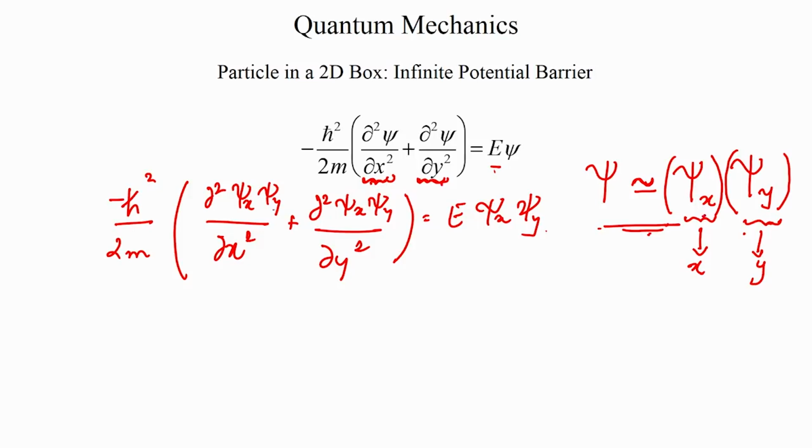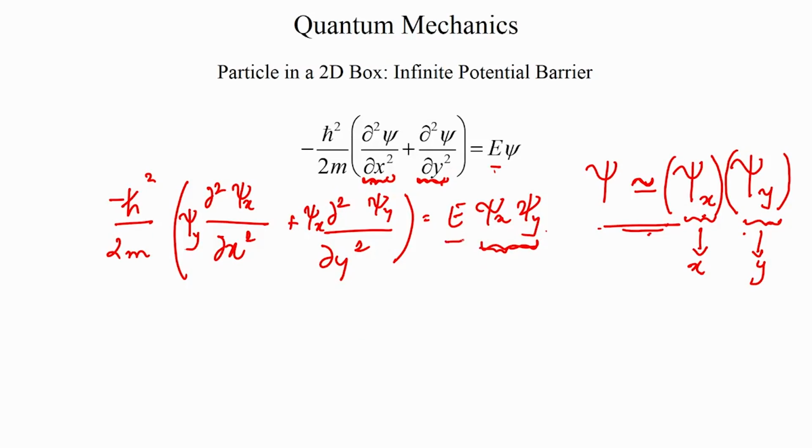So which means that as far as this derivative is concerned, psi y is just a constant coefficient. So you can put that outside the derivative. And as far as this derivative is concerned, psi x is a constant coefficient and you can place it outside. So that's my differential equation. Now let me divide throughout by psi x psi y.